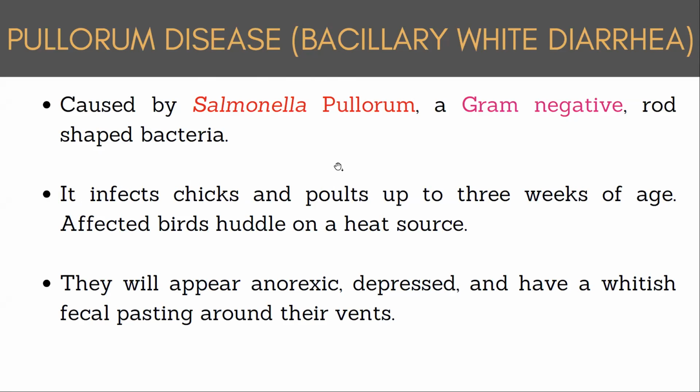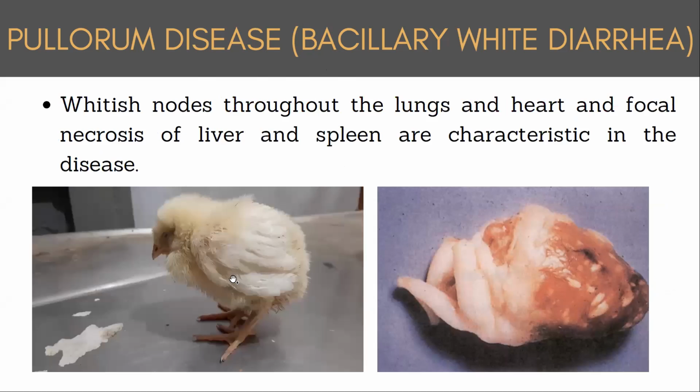That's why the other name of the disease is bacillary white diarrhea, because of the whitish fecal pasting around their vents. So whitish nodes throughout the lungs and the heart, itong mga nodes na to. And focal necrosis of the liver and spleen are characteristic in the disease. So, yan yung sa bacillary white diarrhea.